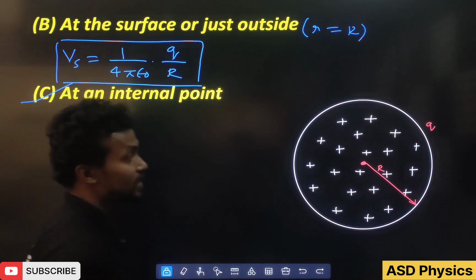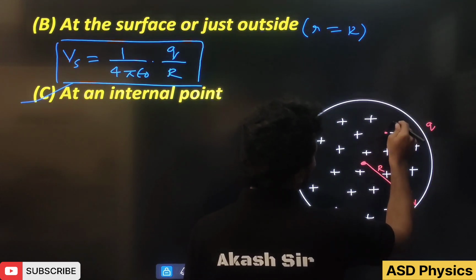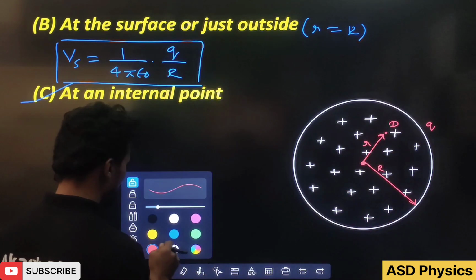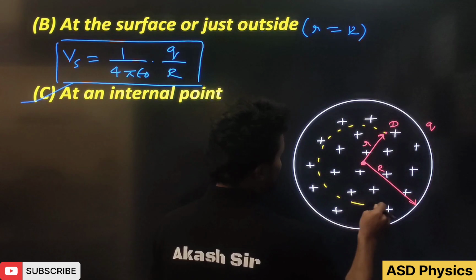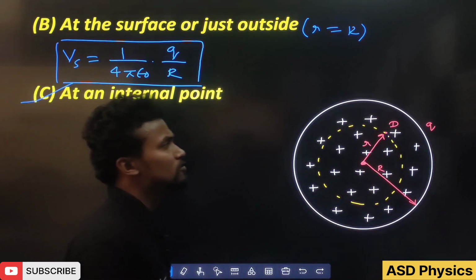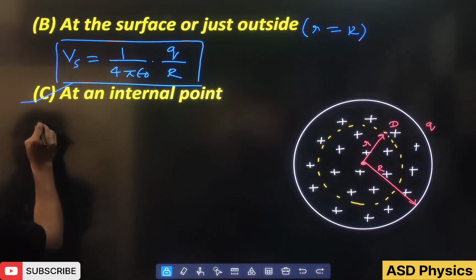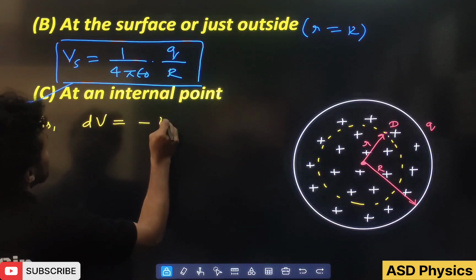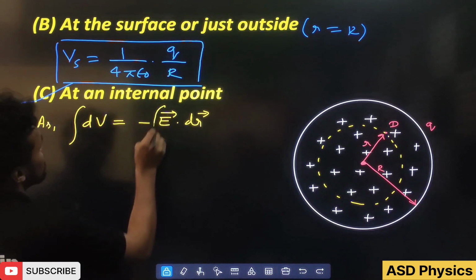At an internal point, I have taken some point, let's take point D, and this distance is small r. Passing through this point D, I will take one imaginary sphere. To calculate the potential at point D, we should know the relation between electric field and potential, and we know that relation: dV equals minus E dot dr, integration.